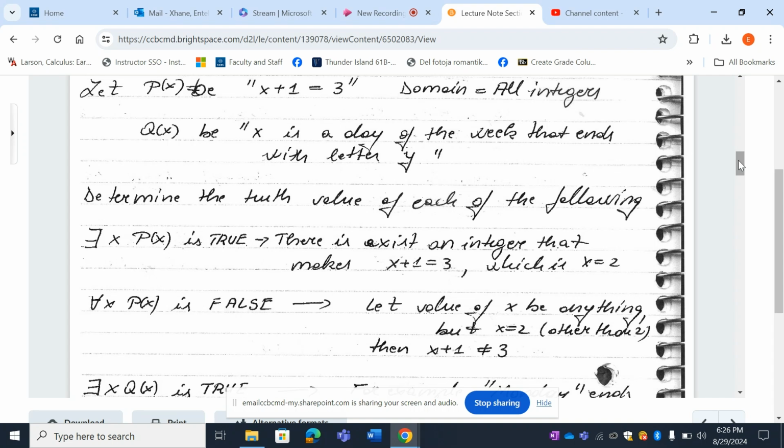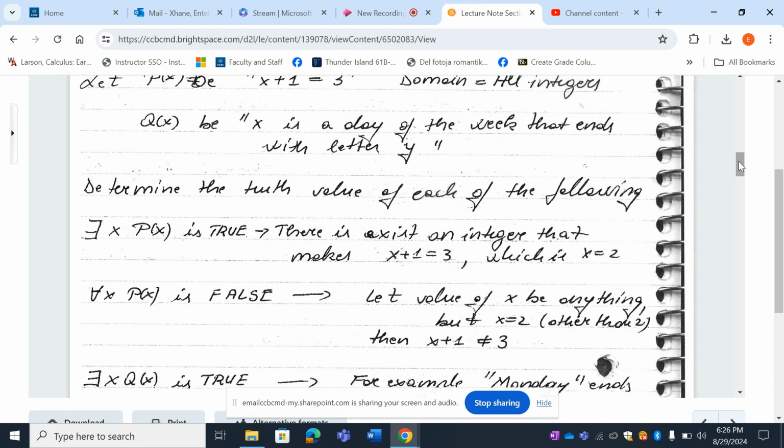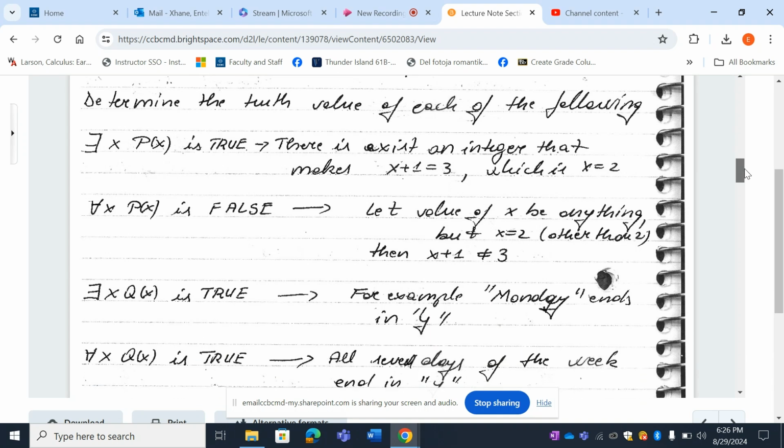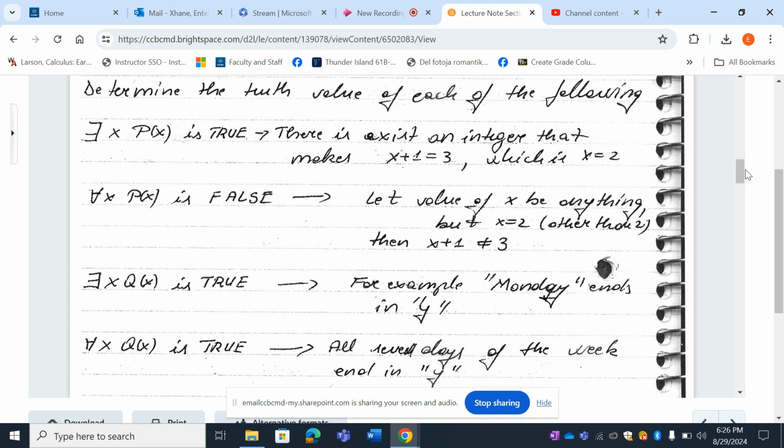Since we did spend a lot of time understanding the first one, it's more like a mathematical design. Now let's look at a typical verbal statement and how this is going to apply to it. Remember, q of x is a day of the week that ends with the letter y. So what is the existential x, q of x? It is true. There exists a day of the week, such as Monday, that ends with the letter y.